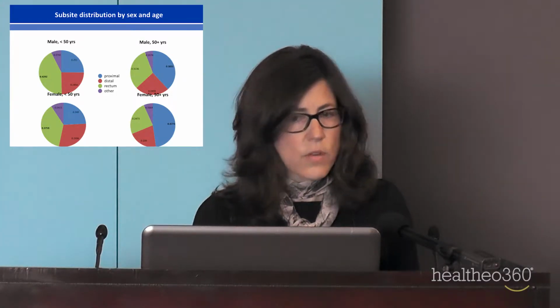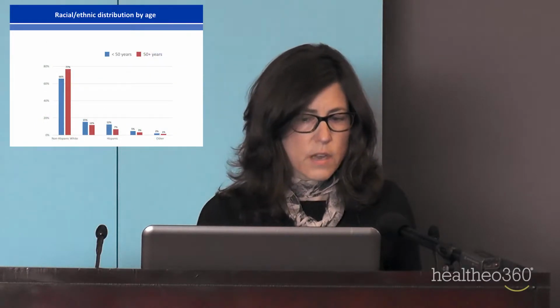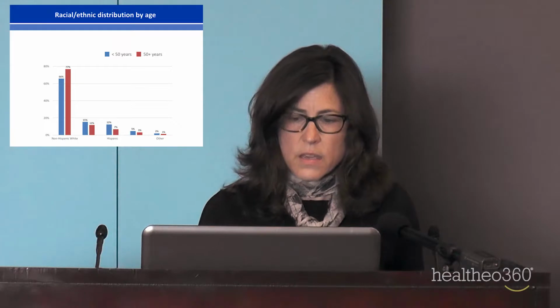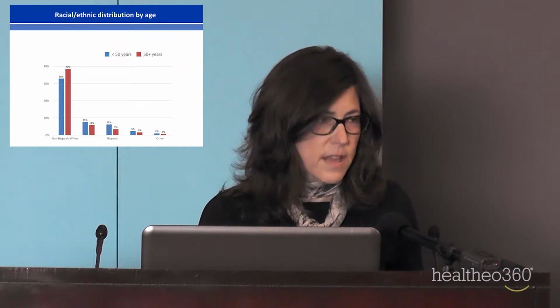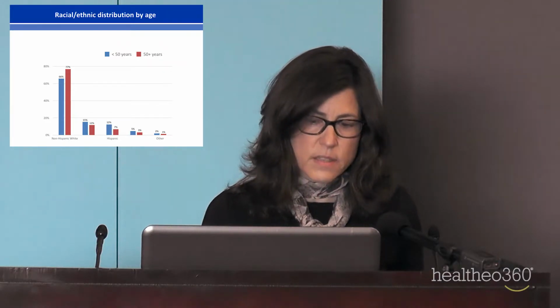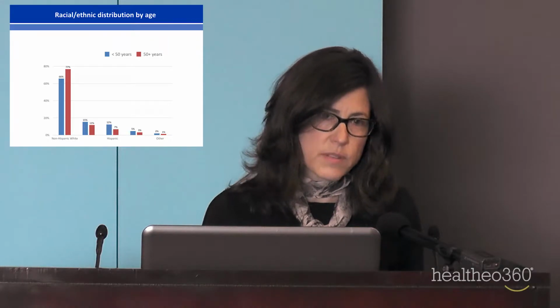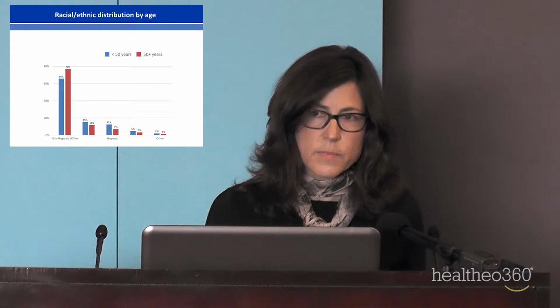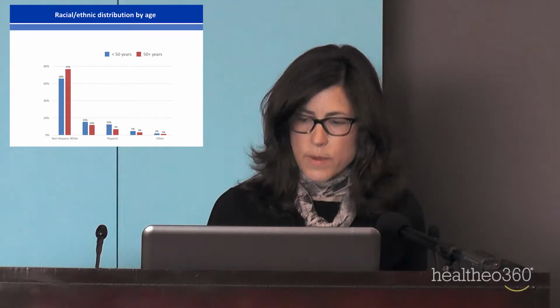Here we have the racial distribution for young patients in blue and older patients in red. Young patients are much less likely to be white, 66% versus 77% of older patients. And they're much more likely to be Black, Hispanic, Asian, or other minority group.